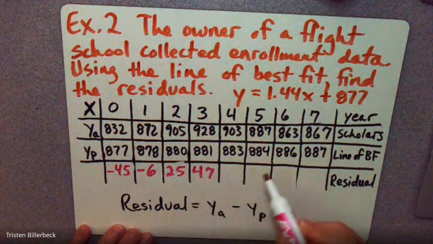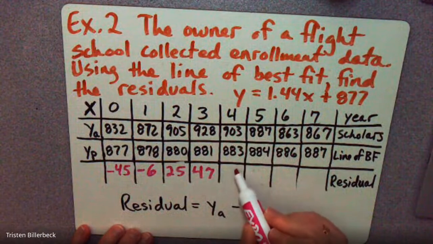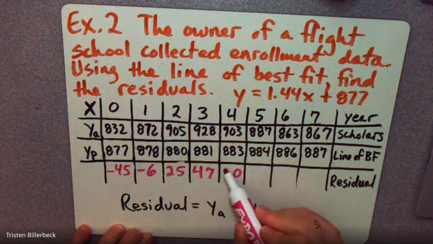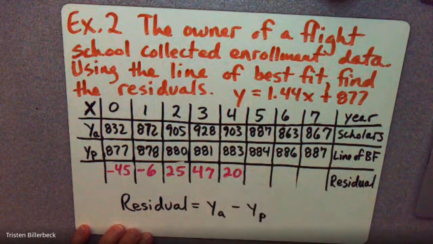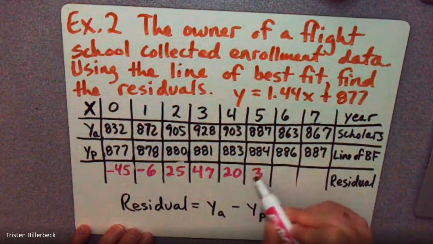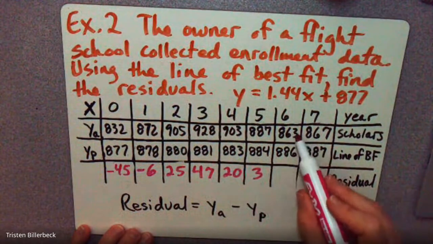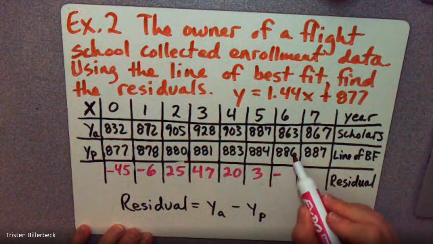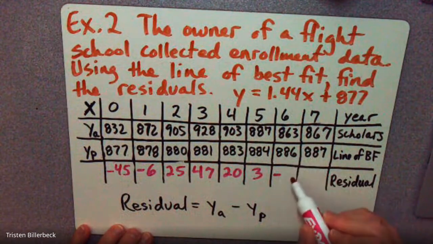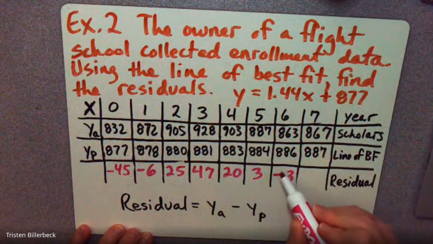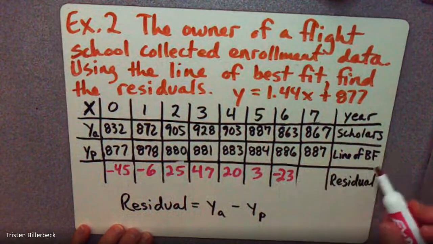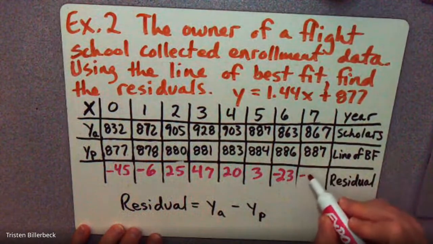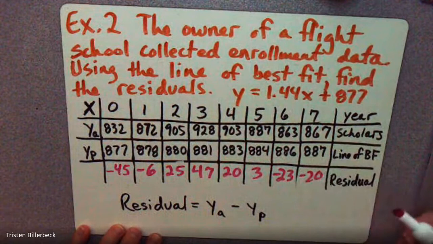so we have 47. 903 minus that gives us 20. And then this is just 3. And then we have a smaller number here. So we're going to subtract this, and remember it's negative. So that gives us negative 23. And then this is going to be negative 20. And there we have it.